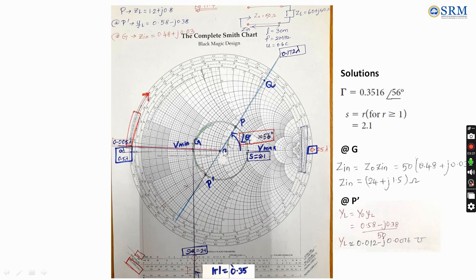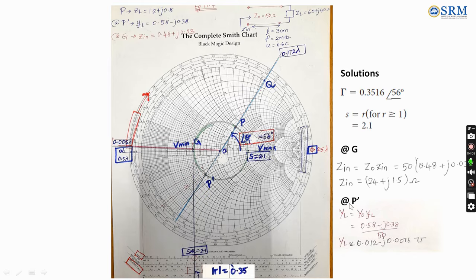So we have to just extend this PO line to P dash, and wherever this is meeting this constant VSWR circle, at that point we are able to find the normalized load admittance. Okay, here if you could see, it is given below 0.6, that is 0.58, and since it is located below, we have to take the reactance as negative. If you could see here, it is lying above 0.4 in the first scale, so that is 0.38. So minus j 0.38 is the normalized load admittance.